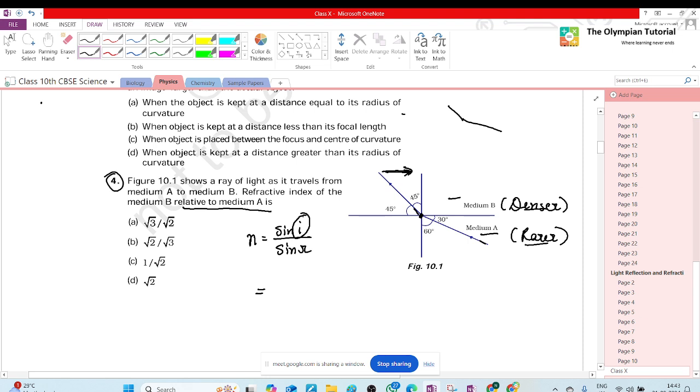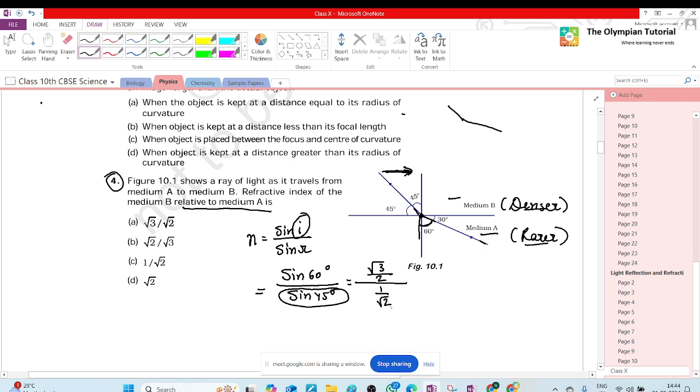Angle of incidence means the angle between the incident ray and the normal. Yes, ma'am, 60 degrees. 60 degrees. And r is 45 degrees. What is the value of sin 60 without any help? You have to tell me. Root 3 by 2. Very good. Ayukta, sin 45? Root 2 by 2?